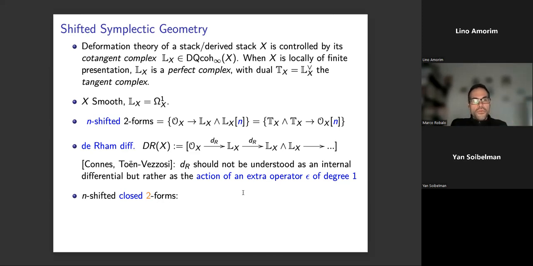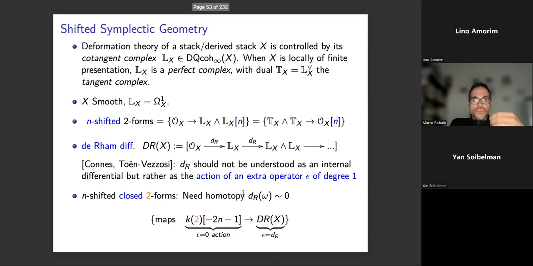So yes, we can talk about this now. Once we have the de Rham differential, we can talk about n-shifted closed two-forms. What is a closed two-form? We have heuristics for what it should be: it's just a form whose de Rham differential is 0, or in this case, homotopic to 0. So we play this game where we look at K. This is a heavy notation, but it's easy to understand.